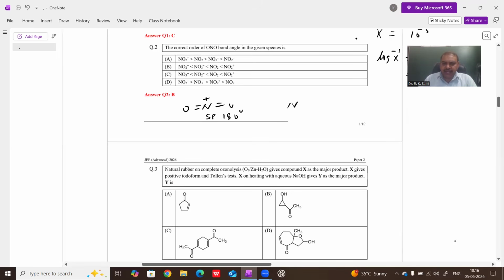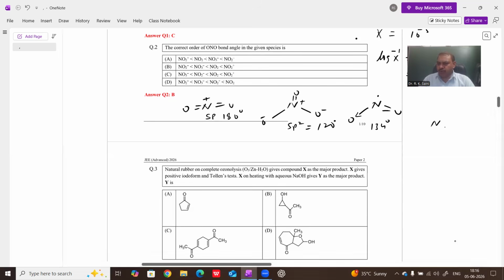In case of nitrate ion, it is also a regular species, sp2 hybridization and bond angle exactly 120. In case of NO2, it is an odd electron species, containing one odd electron, therefore the hybridization state is between sp and sp2, and the bond angle is nearly 134 degrees.